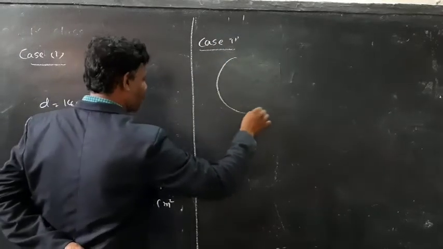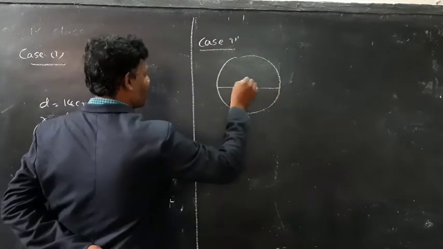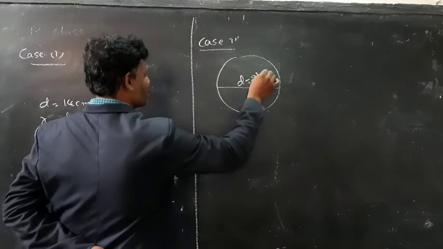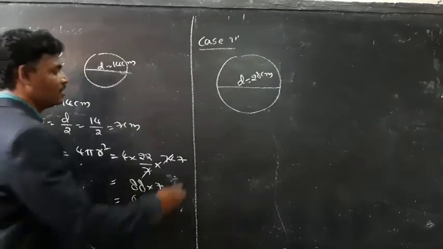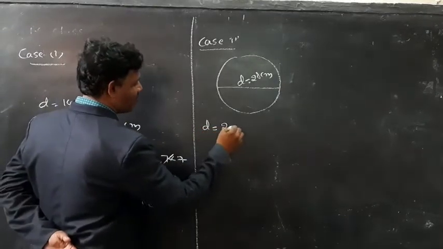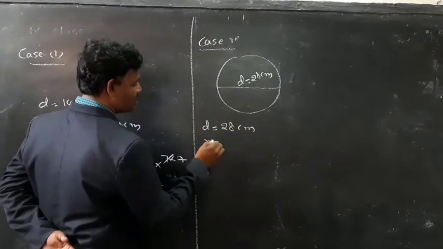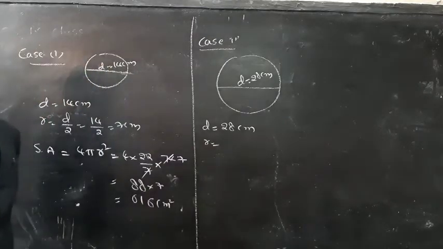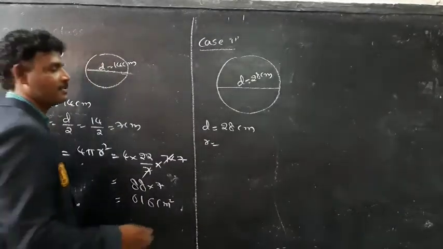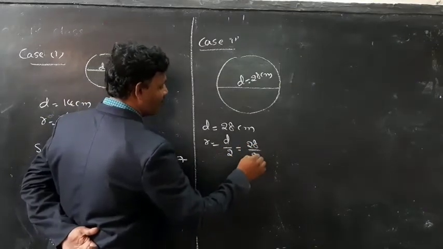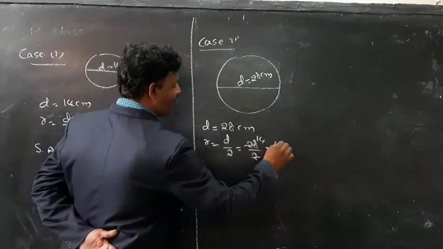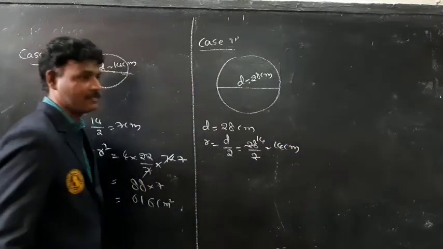So after pumping the air, the diameter increased to 28 centimeters. So the diameter of the spherical balloon is equal to 28 centimeters. I know the value of the diameter. Now I need the value of the radius. So radius is half of the diameter, which is 28 by 2, that is 14 centimeters.